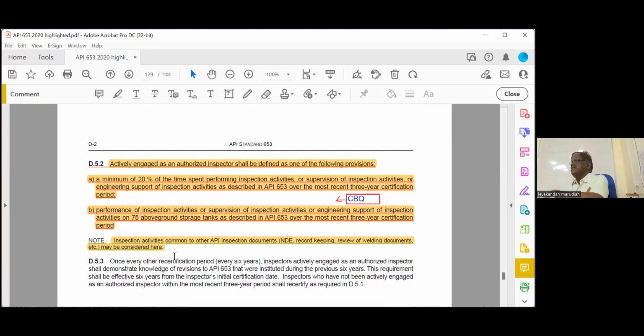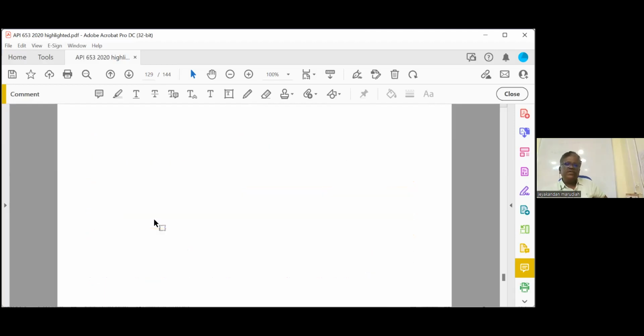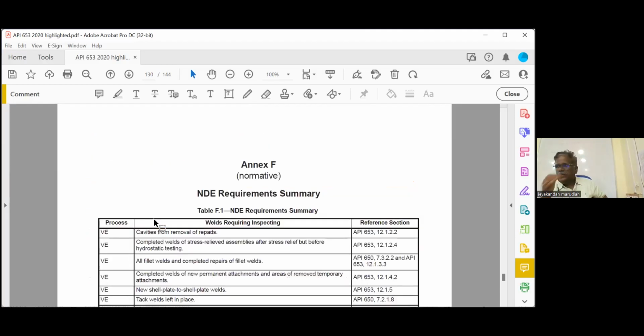Or you are actively engaged, or inspection of 75 storage tanks logbook. Just to highlight it, it is not important. Actively engaged as an authorized inspector shall be described as one of the following: minimum 20% of the time spent performing inspection activities, supervision, inspection, or engineering support over the most recent 3-year certification, or performance of inspection of 75 storage tanks.